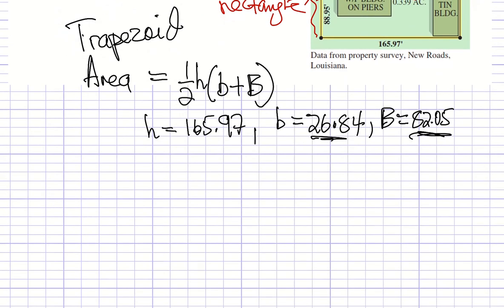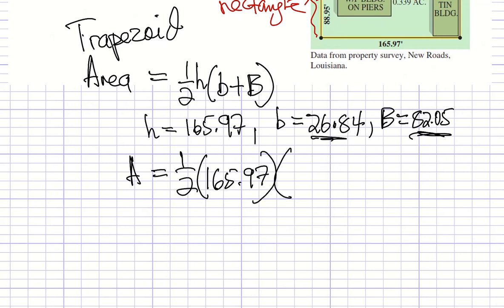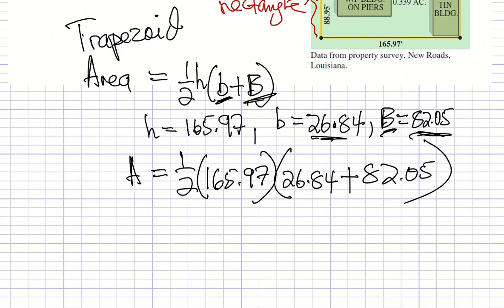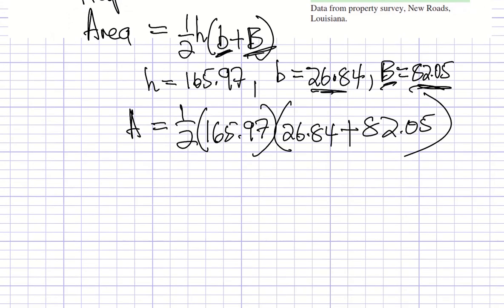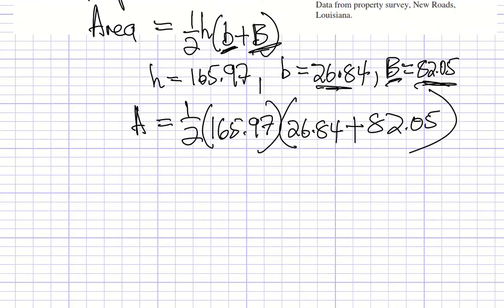All right, so you say area is equal to half, and then height, put the height 165.97. Okay, and then put the small parallel side, which is 26.84, plus the longer side, which is B right here, 82.05. Everything is in feet, so you solve that. That's all you gotta do.